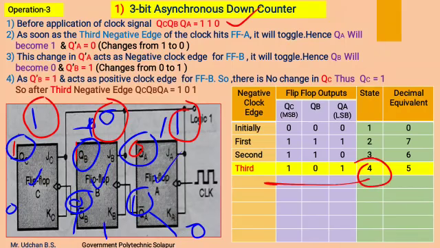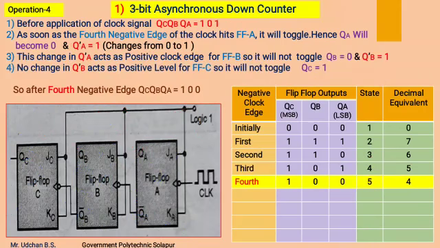The state number is 4 and its decimal equivalent is 5. Now we will see the operation at the fourth negative edge of the clock. Before that, I will write the outputs: 1 0 1. Their complemented outputs will be 0 1 0.